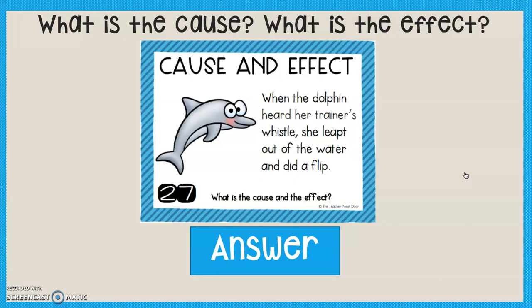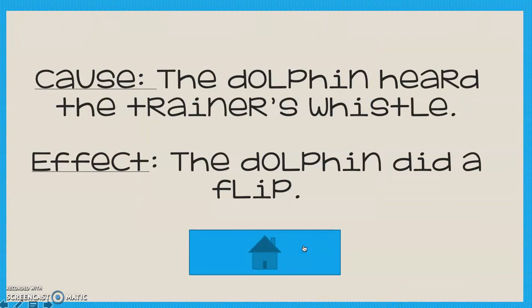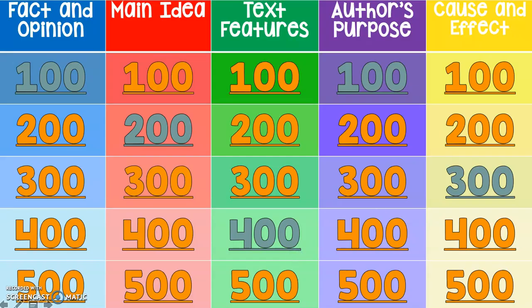Again, pause it if you need to. I'm going quicker than you are probably going. Right, answer. The cause, the dolphin heard the trainer's whistle. That's what happened first. The effect, the dolphin did a flip, was the effect. So if you got that one right, let's see, what was it? 300 you can add to your board.